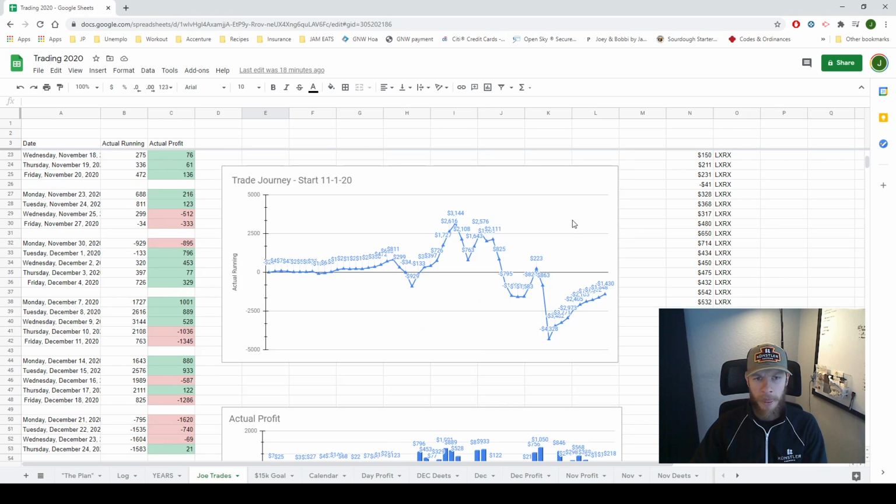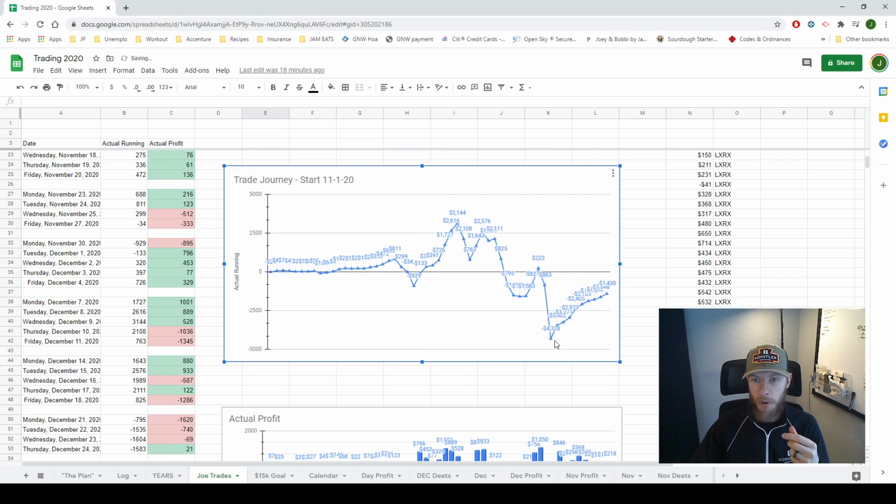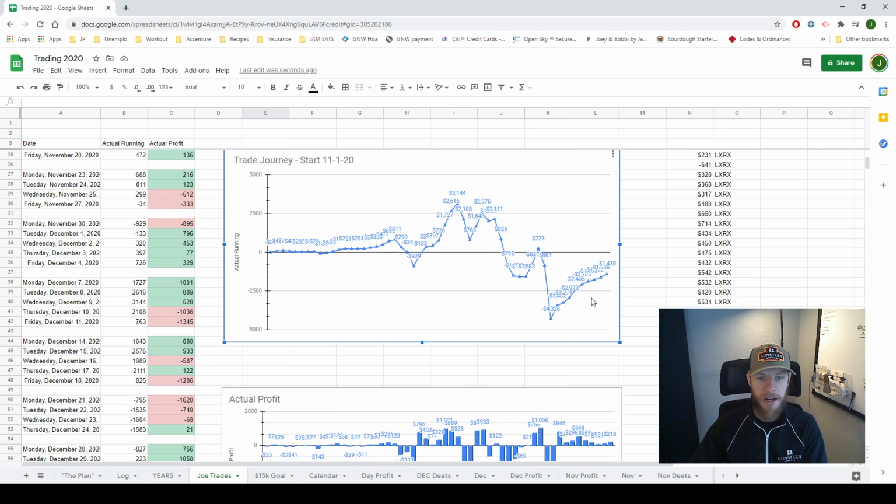So here's where I'm sitting at on the trading vlog right now, the progress. As you can see, I dug myself a deep hole, and since the beginning of this month, I've been able to just slowly chip away out of it and try to get slowly back to neutral here. I'm down 1430 overall on the trading vlog. So still got to work towards getting out of it.